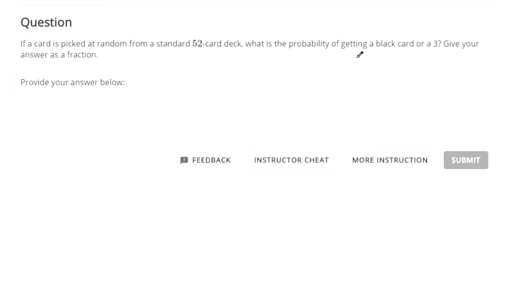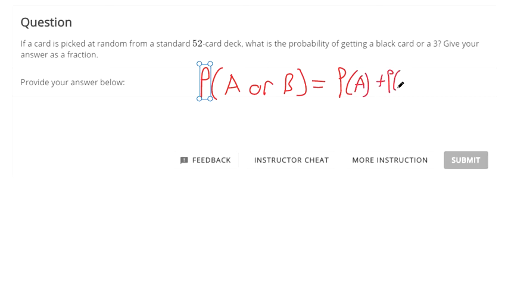So if we're asked the probability of getting a black card or a 3, the word or means we need to use that union formula we talked about in the last problem. It's the probability of A, of getting a black card, plus the probability of B, getting a 3, and then we have to subtract the probability of A and B. And there's a reason for that. If you draw a Venn diagram, we haven't really done Venn diagrams yet, but we have to subtract the probability of A and B because this is where the two circles meet up with each other, where the events A and B cross.